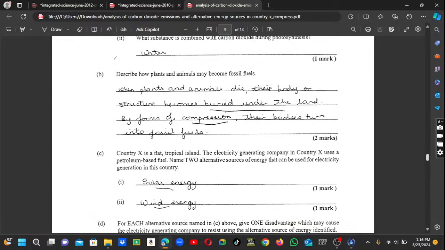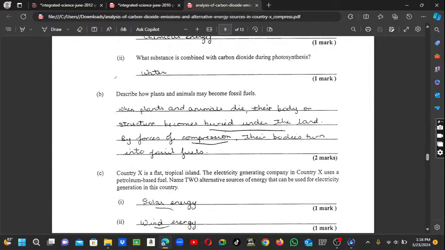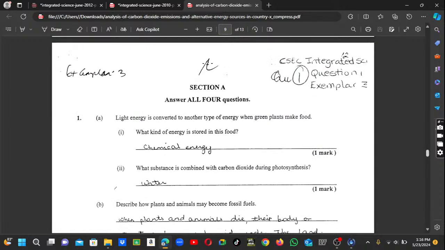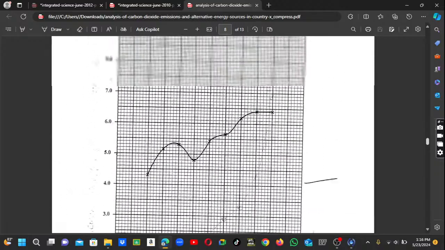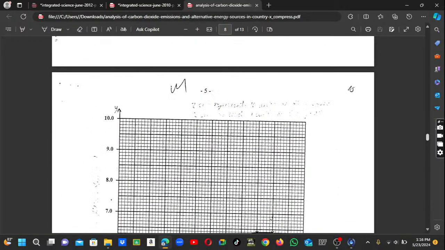All right, so this one says, what substance has been combined with carbon dioxide during photosynthesis? The substance combined with carbon dioxide during photosynthesis would be water. All right, good. Let me just move on a little bit.